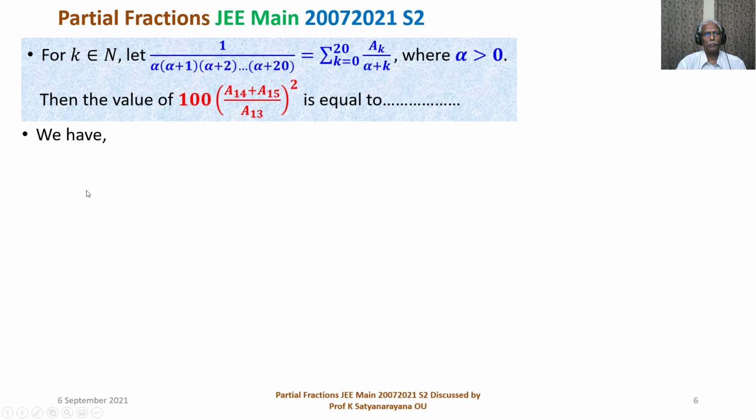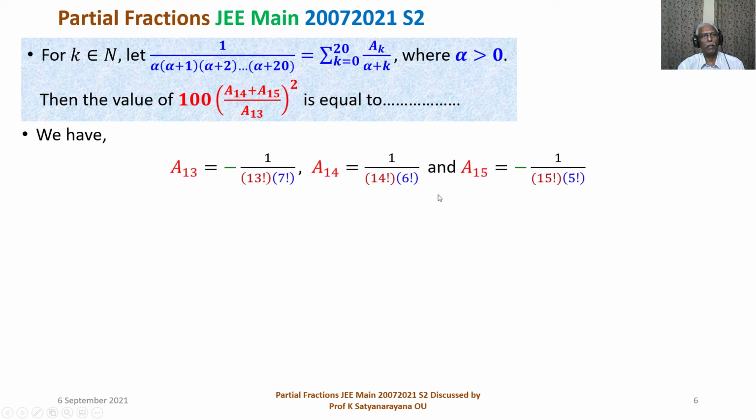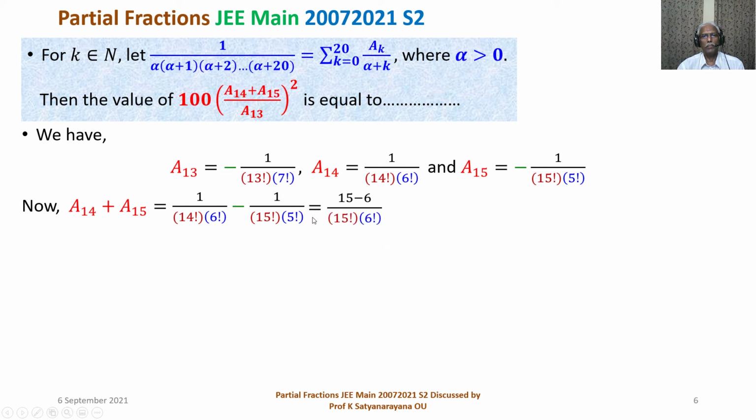We have a13, a14, a15. Now a14 plus a15 is equal to 1 by 14 factorial into 6 factorial minus 1 by 15 factorial into 5 factorial. The LCM is 15 factorial into 6 factorial. The numerator will be 15 minus 6, which is 9. So that will be equal to 9 by 15 factorial into 6 factorial.